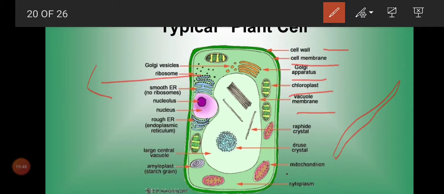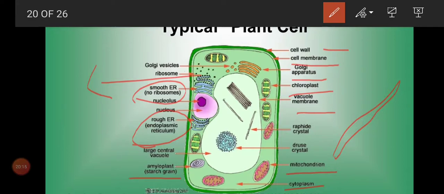And we can see the mitochondria, the powerhouse of the cell. Here we see cellular respiration. Then there is the fluid in which every cell organelle is embedded. That is what we call the cytoplasm. And the amyloplast is a starch grain. It is a storage form of glucose. And the rough endoplasmic reticulum, if ribosomes are present over the endoplasmic reticulum, we call it rough. If there are no ribosomes, we call it smooth.